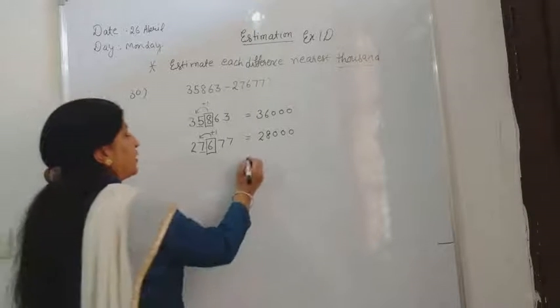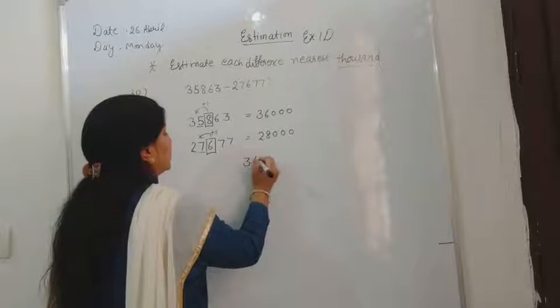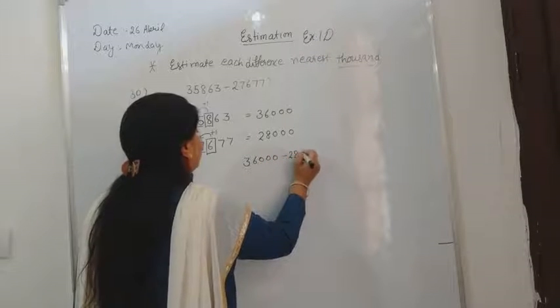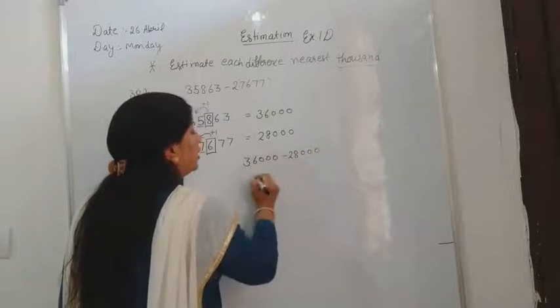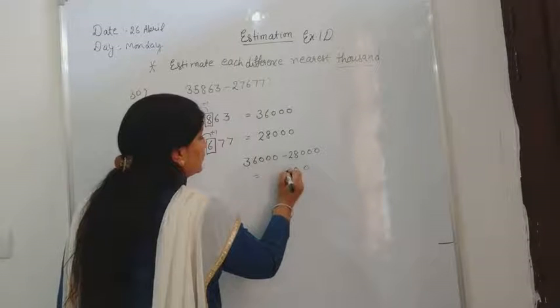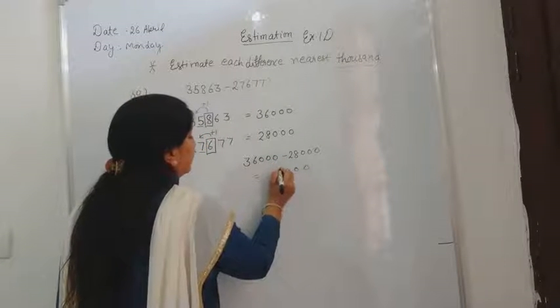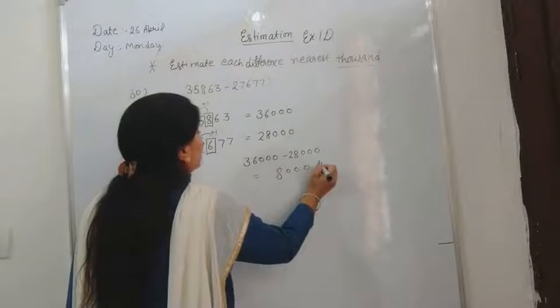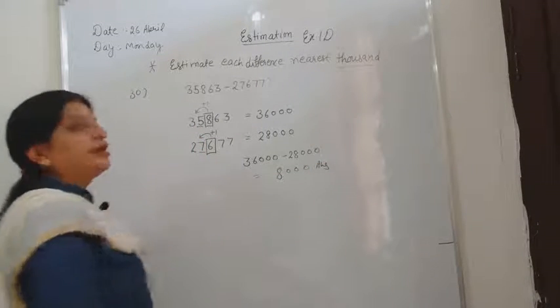And after subtracting 36,000 minus 28,000, we get 0, 0, 0, and 16 minus 8, that is equal to 8. 2 minus 2, that is equal to 0. So our answer becomes 8,000.